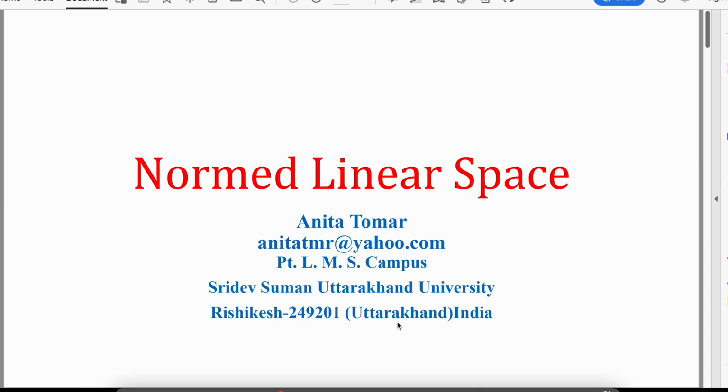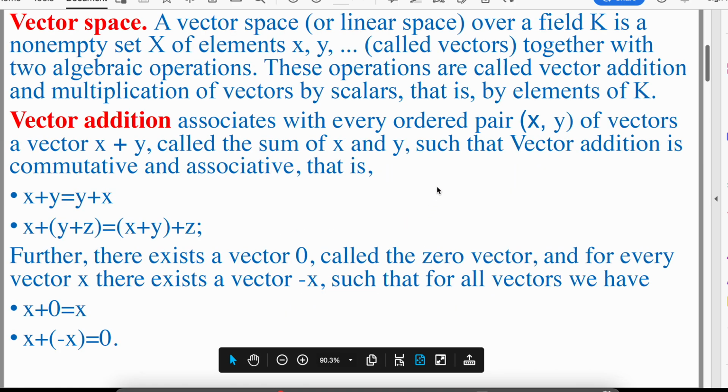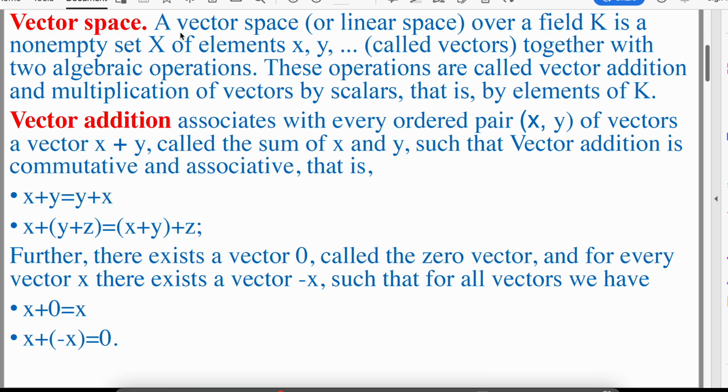Study normed linear space. So first of all, we will study the definition of vector space. A vector space over a field K is a non-empty set X of elements x, y and so on, together with two algebraic operations. These algebraic operations are called vector addition and multiplication of vectors by scalars, that is, by elements of K. Because K is a field, its elements are called scalars and elements of X are called vectors. So x, y and so on are elements of X. We also call a vector space a linear space.